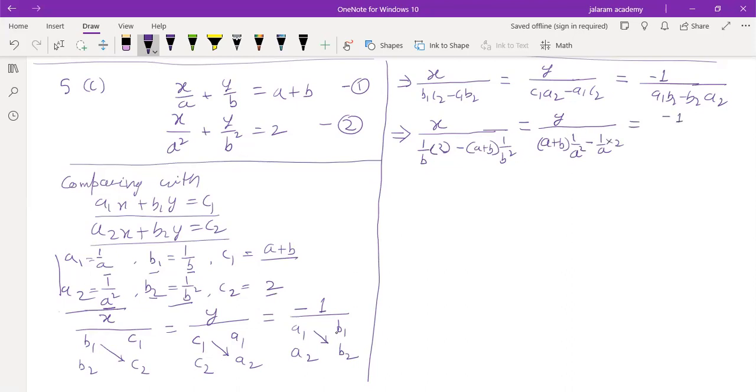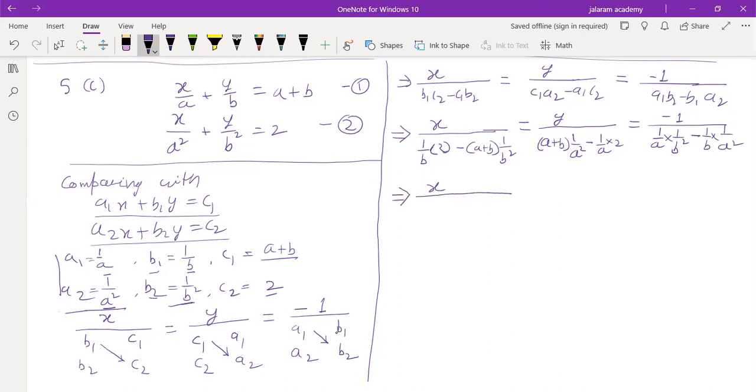Yes, 2 minus 1 upon a1, 1 by a into b2, 1 by b square minus b1, a2, right? Yes, sir, b1 is 1 by b into a2 which is 1 by a square. Okay. Now we will simplify them.